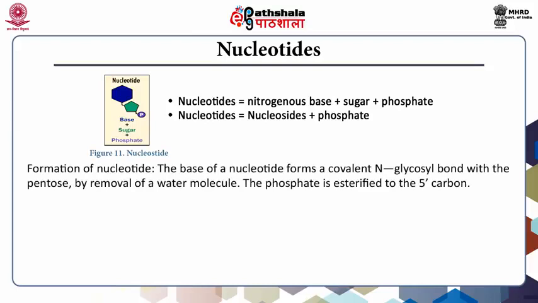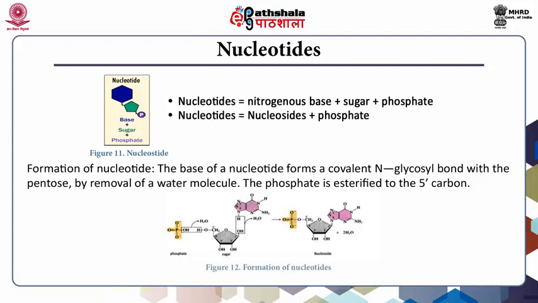Formation of a nucleotide is described as follows: the base of the nucleotide, at position N1 of pyrimidine or N9 of purine, forms a covalent N-glycosyl bond with the first carbon of the pentose by removal of a water molecule. The phosphate is esterified at the 5' carbon. In the picture, you can see the formation of a nucleotide.